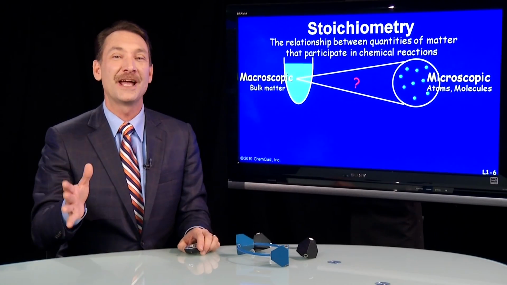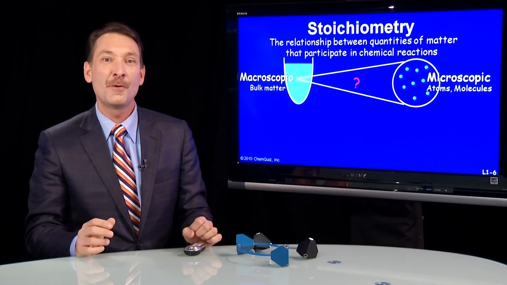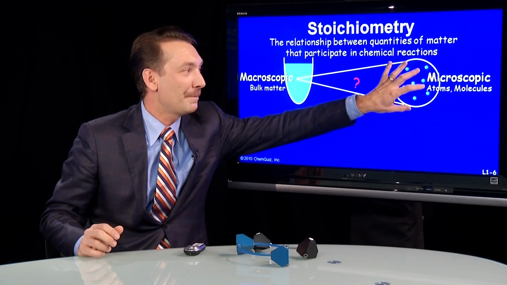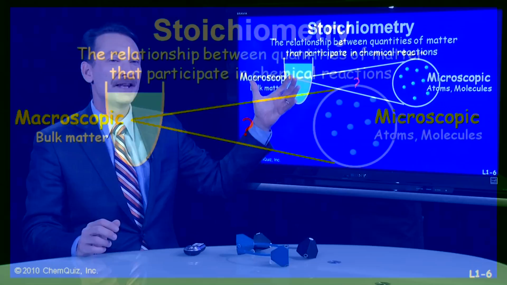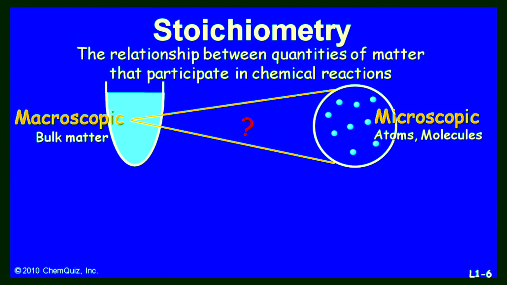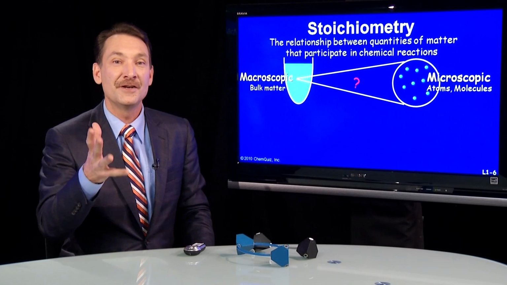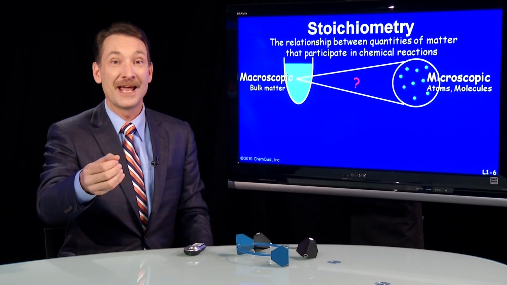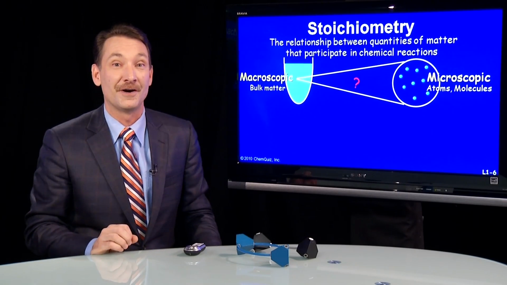When we perform chemical reactions in the laboratory, we need a way to get from the microscopic to the macroscopic. That is, from properties that we can measure, like mass and volume, and relate that to how many particles are actually involved. And we need to know that because we write chemical reactions in terms of the particles involved.